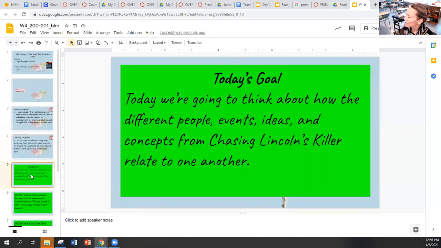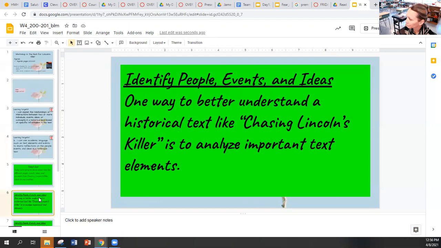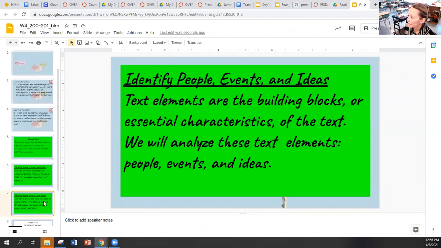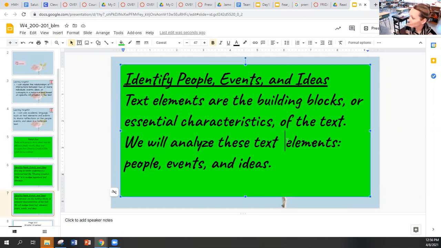Okay. So today's goal, today we're going to think about how the different people, events, and ideas and concepts from Chasing Lincoln's Killer relate to one another. Just to remind you, one way to better understand a historical text like Chasing Lincoln's Killer is to analyze important text elements. Text elements are the building blocks or essential characteristics of the text. You guys should recognize this. We will analyze these text elements, people, events, and ideas.